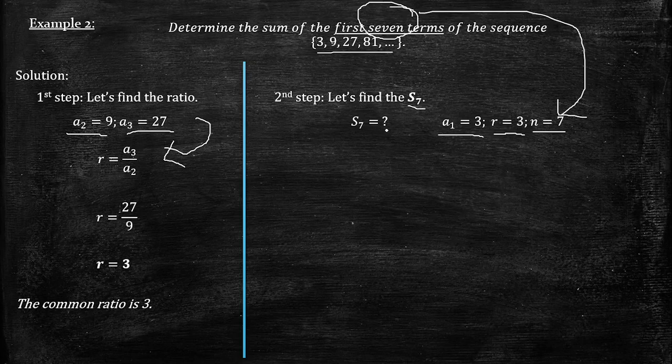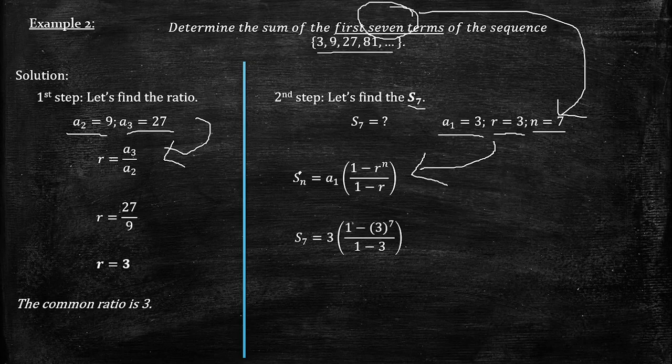After finding the given, let's copy the formula. For this one, yung ginamit ko dito sa mga examples ko, yung second formula, kasi mas simpler si second formula. So, S of n is equals to A sub 1 times 1 minus r raised to n divided by 1 minus r. Then, yung sunod na gagawin, substitute the value. So, it will be S of 7 is equals to 3 times 1 minus 3 raised to 7 divided by 1 minus 3. Apply the PEMDAS rule.